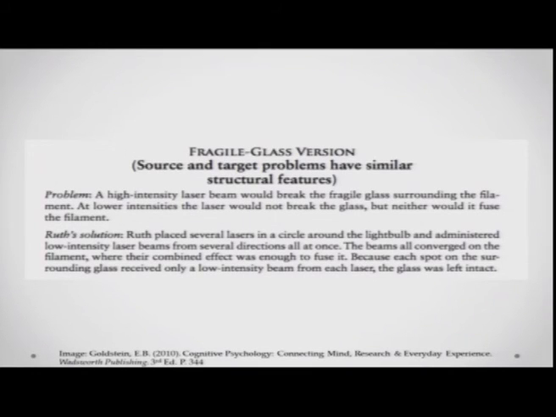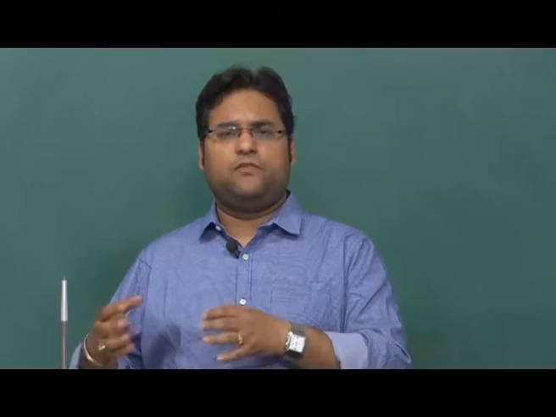So, Ruth placed several lasers in a circle around the light bulb, and administered low intensity laser beams from several directions all at once. The beams all converged on the filament, where their combined effect was enough to fuse it, because each spot on the surrounding glass received only a low intensity beam. The glass was also not broken. Now, let us move to the next version of the problem.